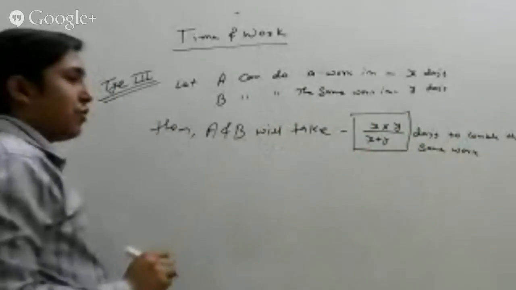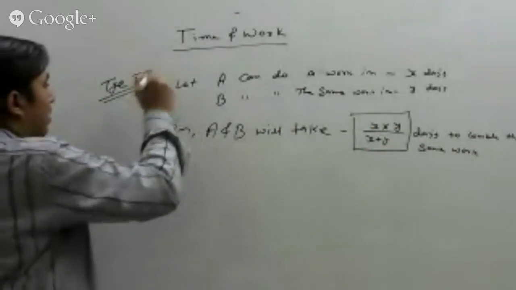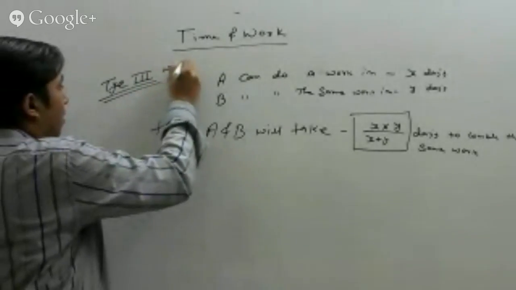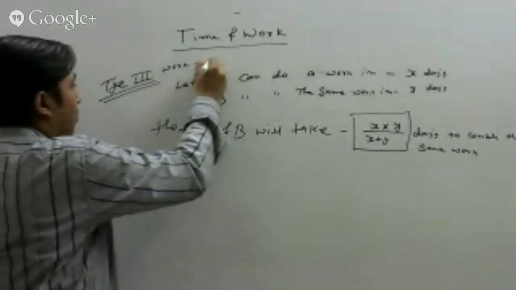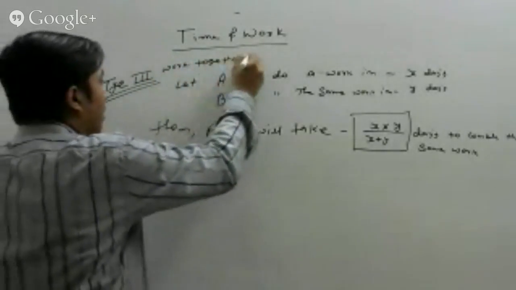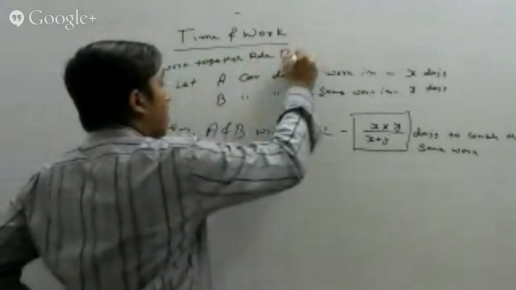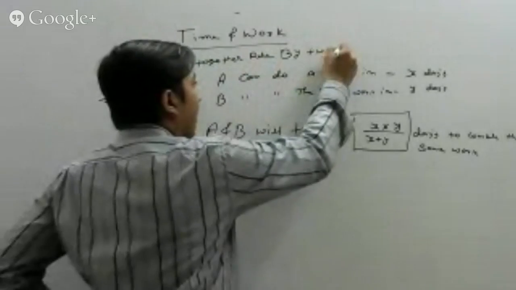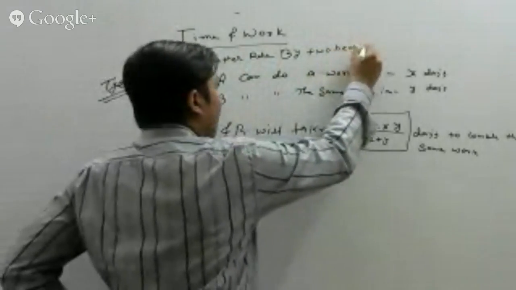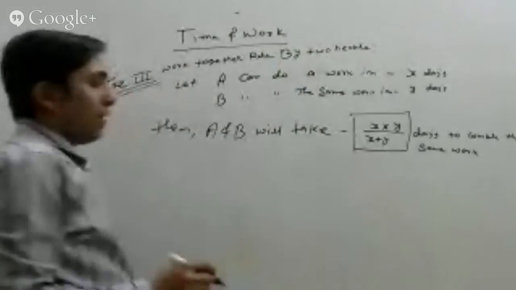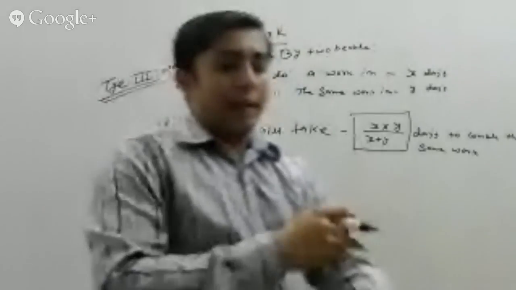This rule is known as the work together rule by two people. Let's take an example.